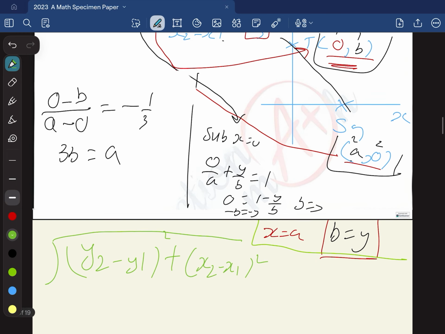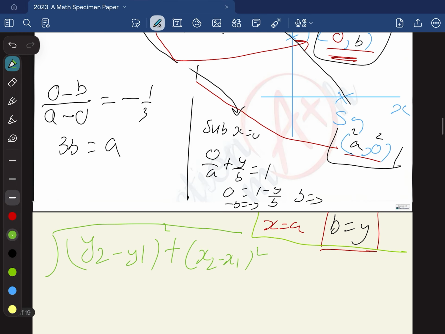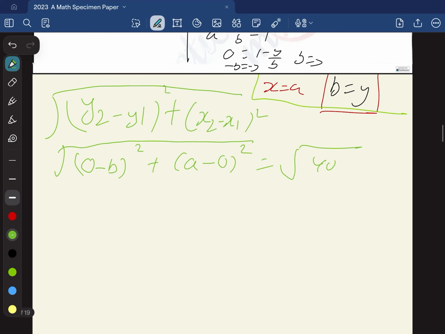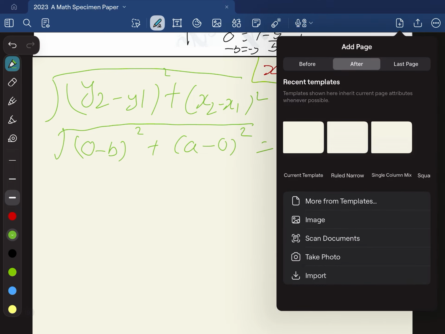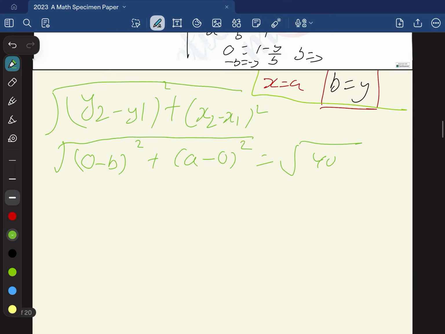So what is y2? 0. So 0 minus b squared plus a minus 0 squared. Now you square root it, equals square root 40. Now this is very, very simple. I'm going to add a blank page in case we need it. So how do you do this?